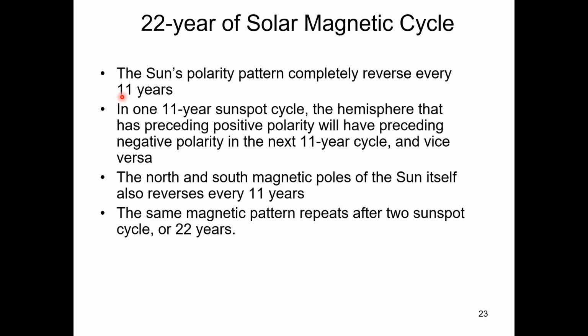So one solar activity cycle, which is roughly 11 years, goes from maximum sunspots to the next maximum sunspot scenario. But during that time, the poles of the sun change. North becomes south, south becomes north. In the next cycle, this will be corrected back. So therefore, 2 11-year cycles are needed for the magnetic field structure of the sun to get back to its original orientation. Okay.